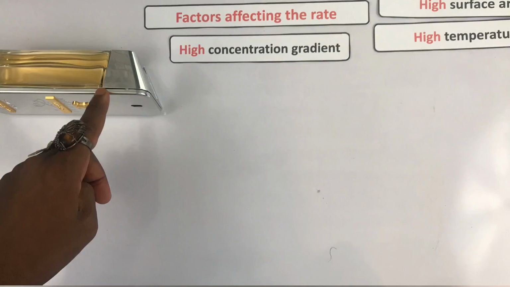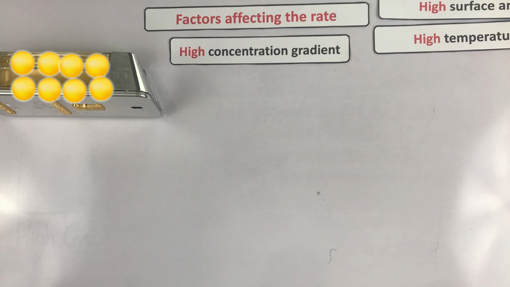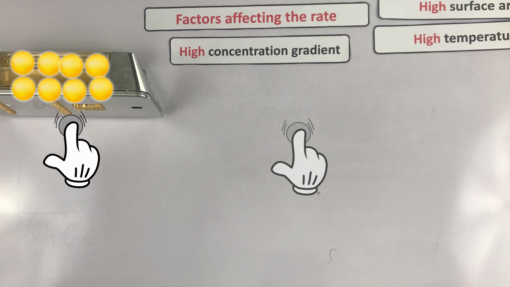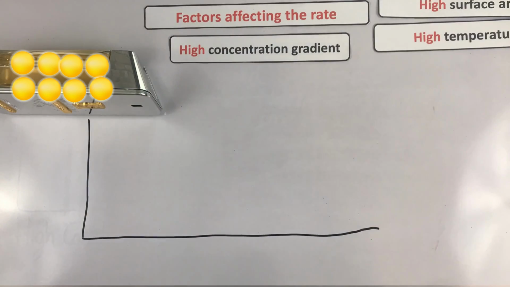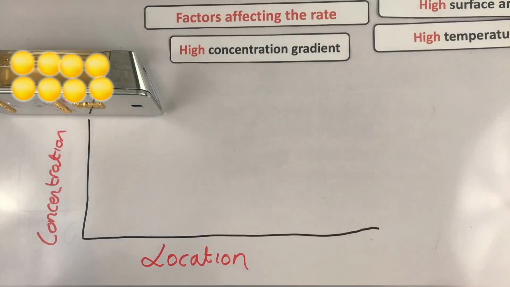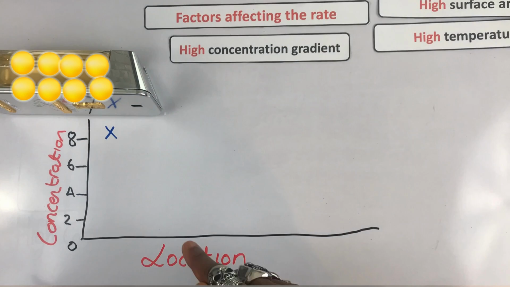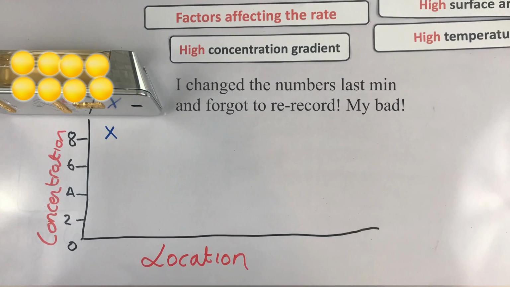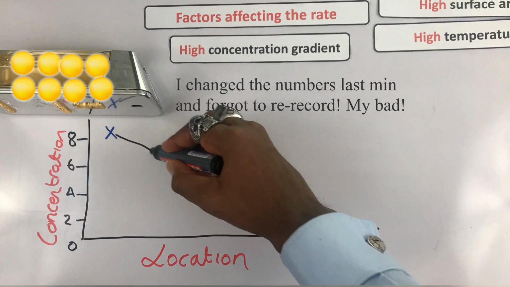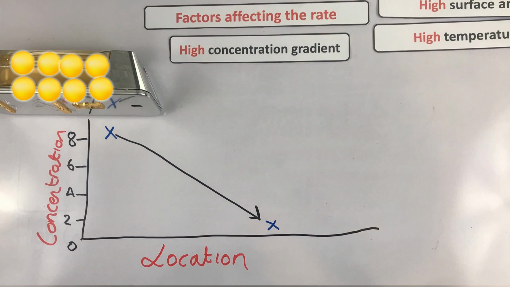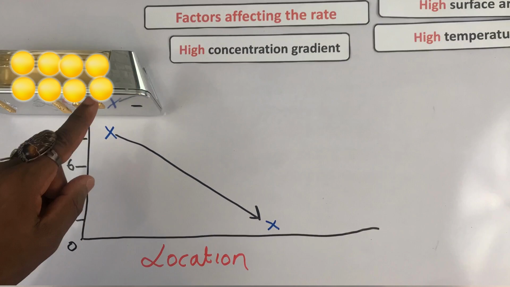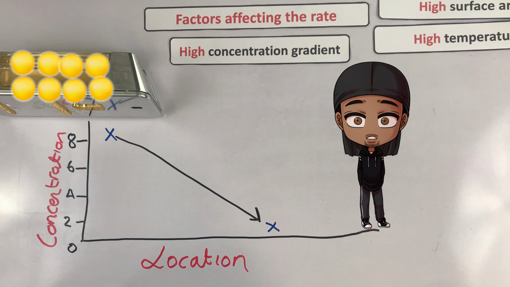Looking at this example again, before I spray, we have a high concentration of smell particles here and a very low concentration here. If I represent that as a graph below, I have 8 smell particles here, so I plot 8, and I have 0 smell particles here, so I plot 0. Now, if I join my line, I create a gradient. A concentration gradient.